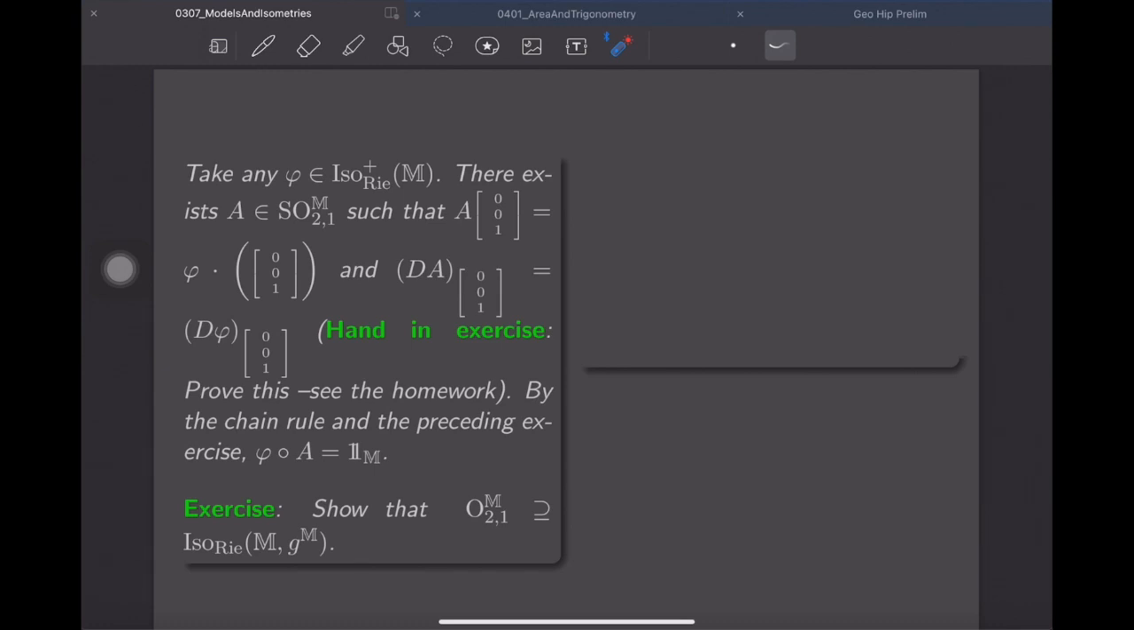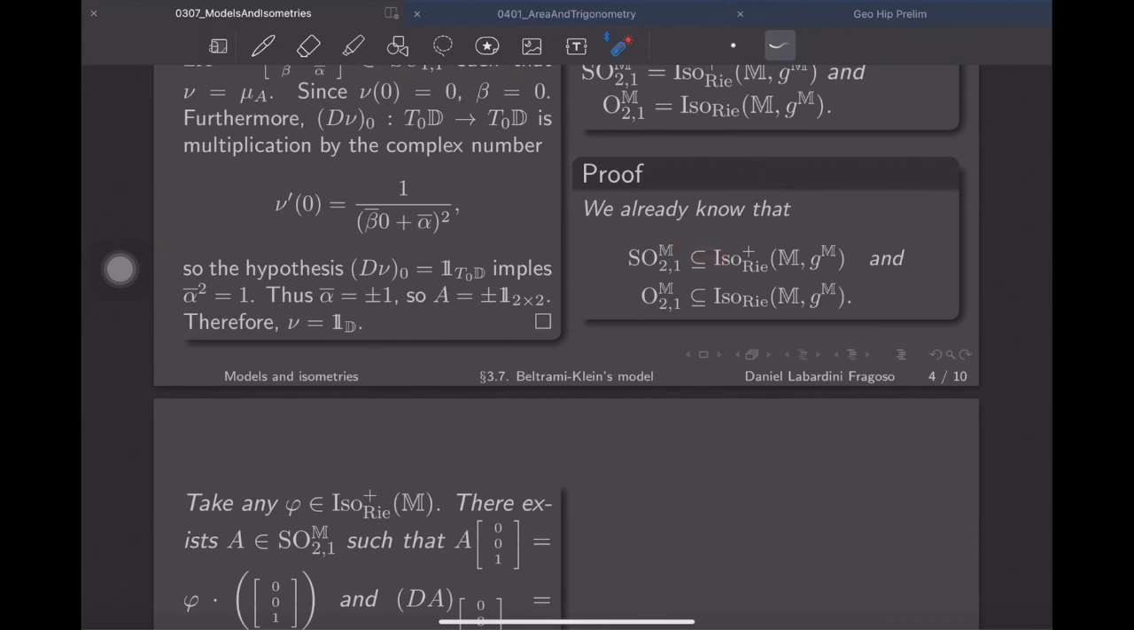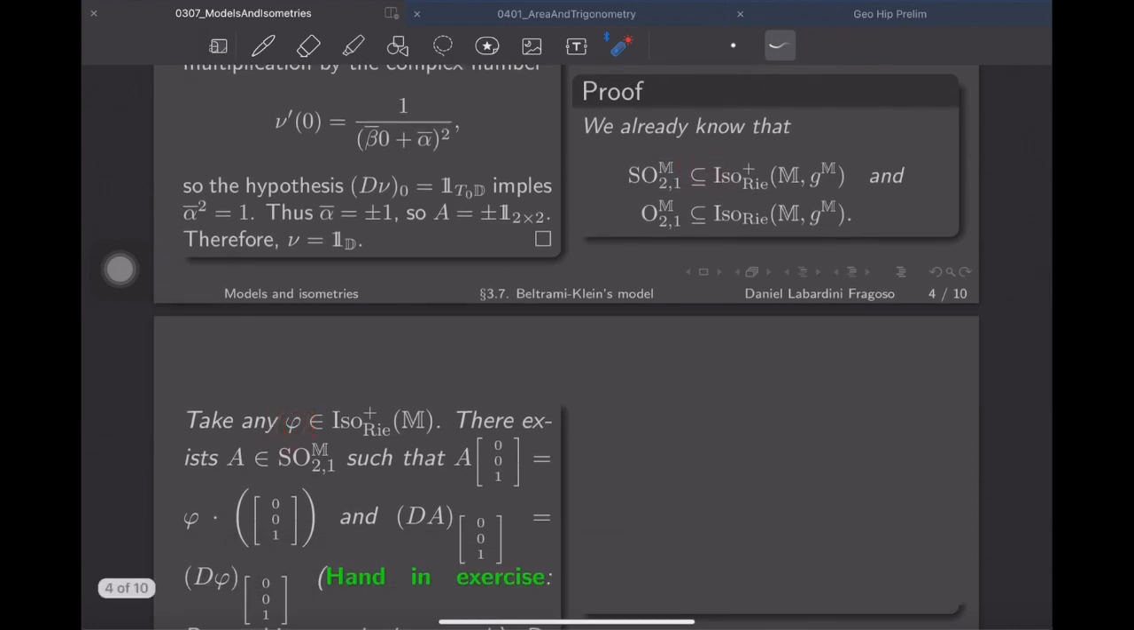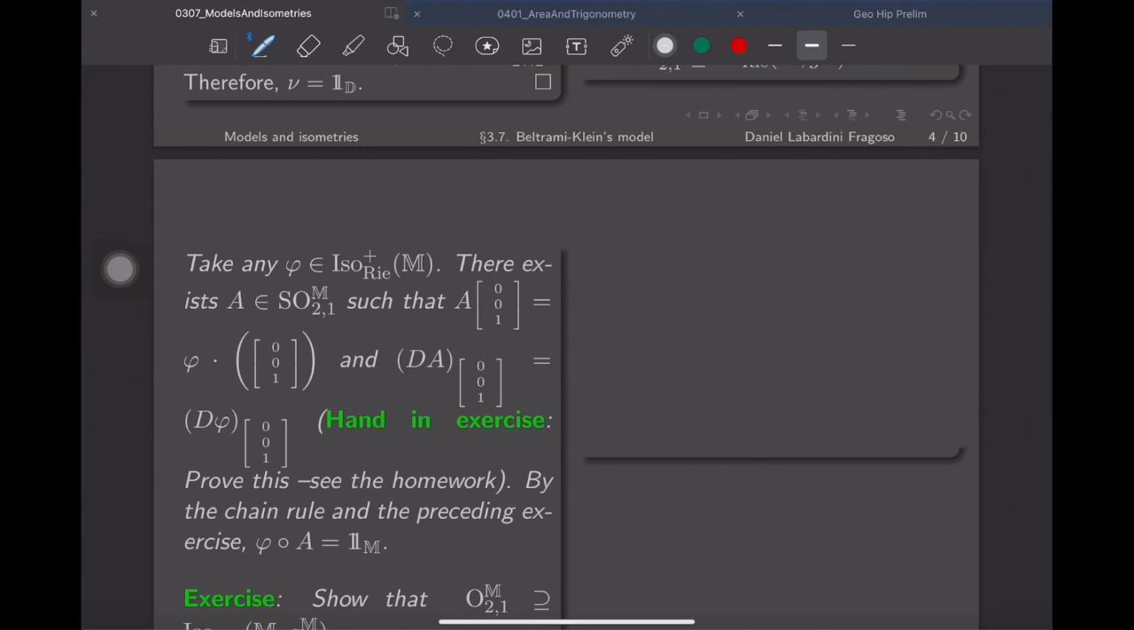And the point is that there always is, so at least that infinitesimal behavior can be realized by a matrix. Okay, and somehow the objective, you see, we want this equality, so really the objective is to show that phi is given by multiplication by some matrix. Yeah, so right, we take this one here, and we still don't know whether phi is multiplication by some matrix.